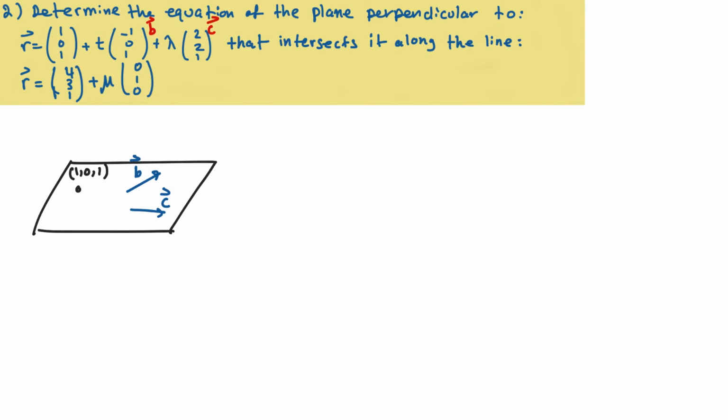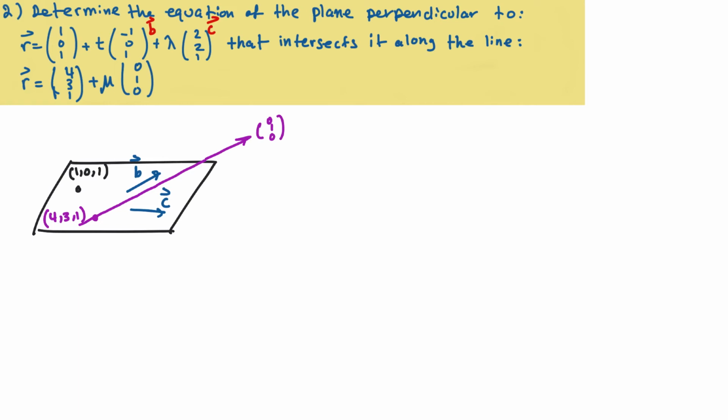And now we're asked to find a plane that is perpendicular to this and that intersects it along this line. And this line is going to have components 4, 3, 1. So for the line, I'll draw that using purple. It's going to have point 4, 3, 1. That's going to be on the plane. And let's say the line looks something like this. It doesn't really matter. And let's say this direction vector is 0, 1, 0. And let's call that the direction vector.